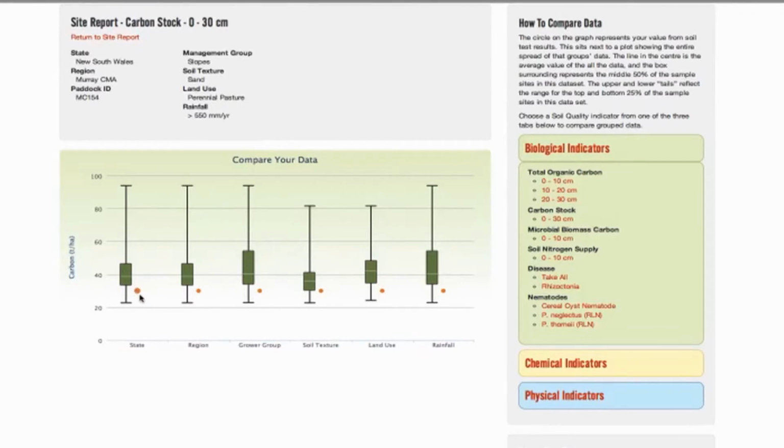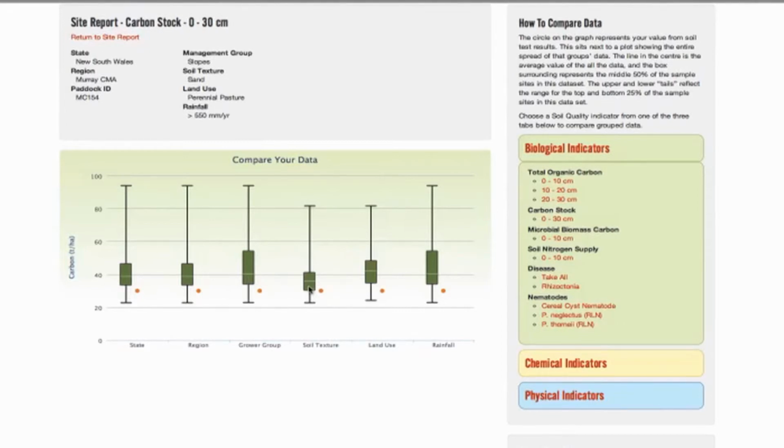So on a state level, on a regional level, so that's just in the Murray CMA, and on the grower group level, obviously these two, the state and region, are the same because Murray CMA is the only group at the moment. The grower group level, so comparing himself to all the other guys in the slopes, and what you can see is the spread, and this has been shown in the actual data, that the spread of data is slightly different in the slopes compared to the rest of the guys.